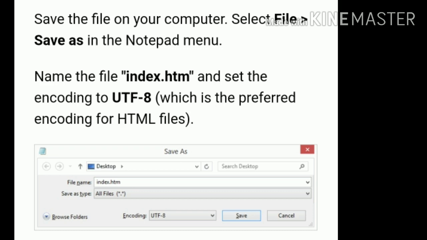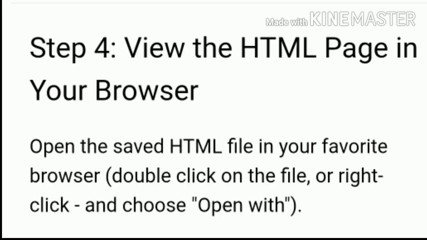After that you can go to the next step, viewing HTML pages in the browser. Step 4: open the saved HTML file in your favorite browser. Double click on the file or right click. You can use these two options.